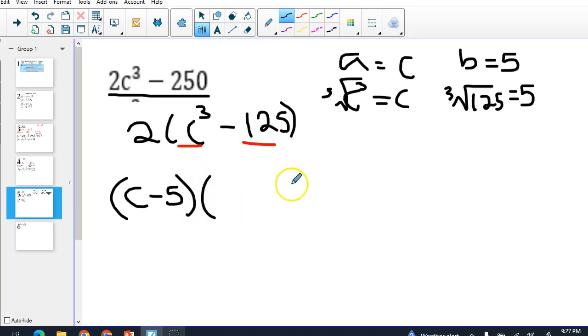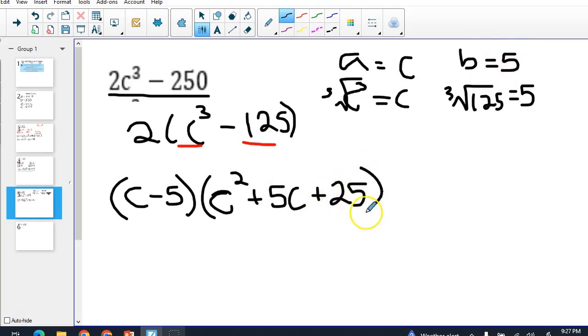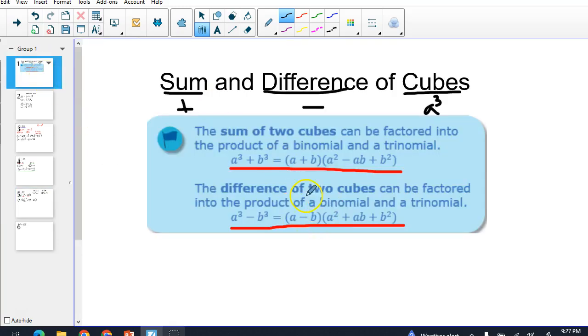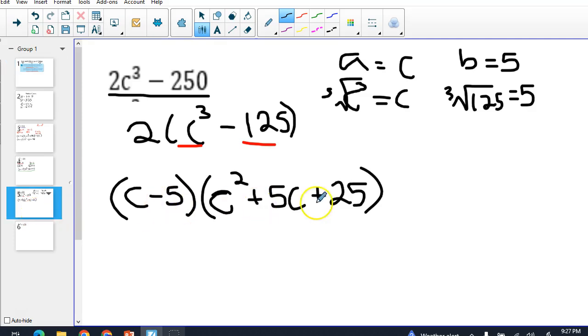Okay. And then we're going to have a squared, which is c squared, plus a times c, plus 5 squared, which would be 25. Alright. Check back to make sure we got the right symbols. Minus, plus, plus for minus cubes. So minus, plus, plus. So we're good to go.